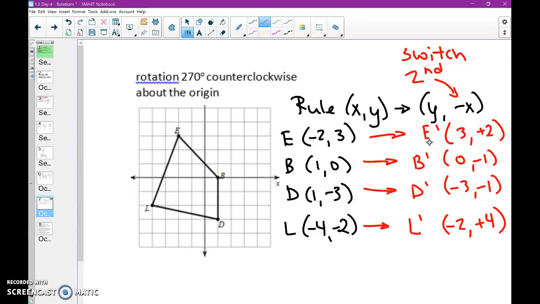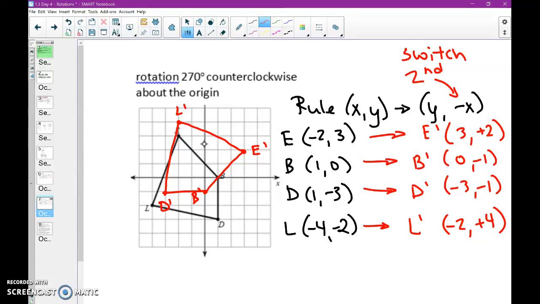Let's plot them and check our picture. E prime is at 3, 2. B prime is 0, -1. Be careful with that point. We tend to get that wrong a lot. D prime, -3, -1. And L prime, -2, +4. And it's okay if they overlap. That's going to happen. It's 270 degrees, so it's going to overlap because it's 3 turns around the origin.